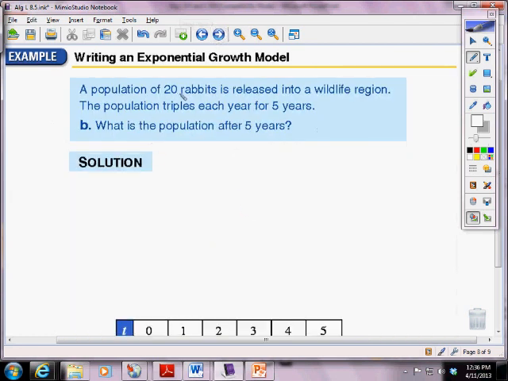Okay, it says a population of 20 rabbits is released into a wildlife region. The population triples each year for 5 years. What is the population after 5 years? So if we use a times b raised to the x, our initial value, remember, is a. Our initial amount or our initial value. Well, our initial value is 20, so I'm going to substitute 20 in for a.